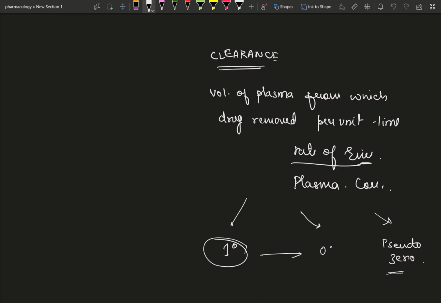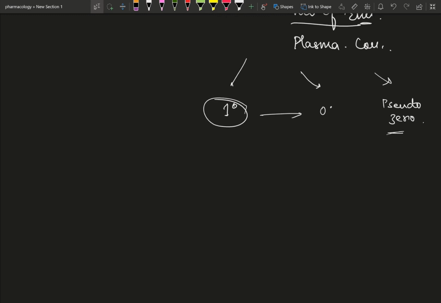Let us discuss some points related to first order and zero order kinetics. So see, in first order kinetics, you must remember that a constant fraction of drug is eliminated per unit time, whereas in zero order a constant amount is eliminated per unit time. Do analyze these two statements and you will get to know what the difference is.